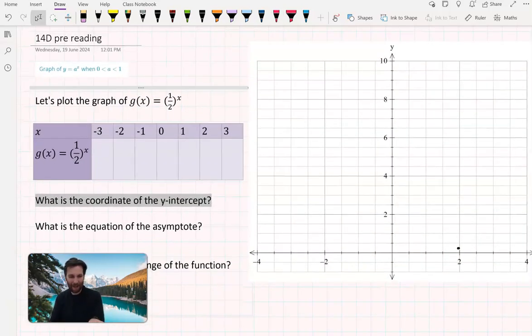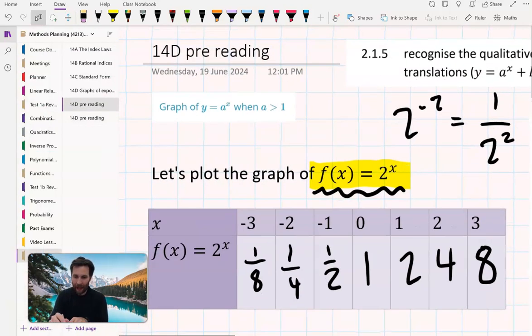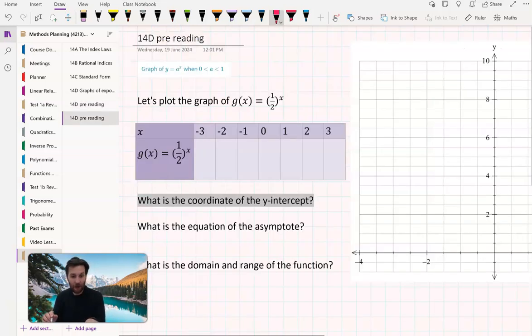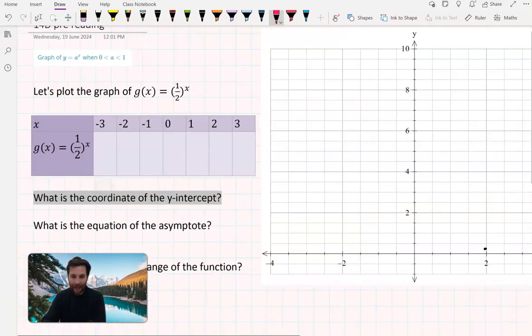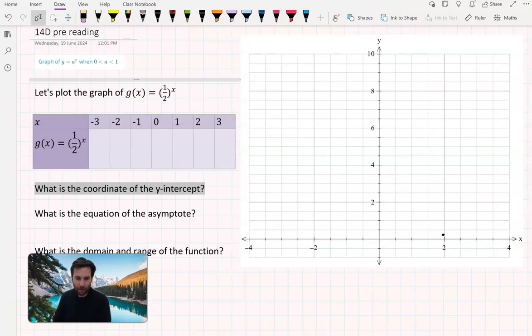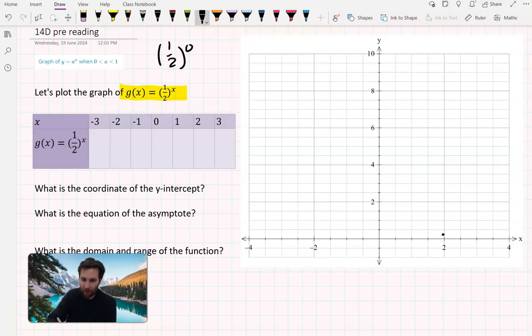So in our first one, our exponential graphs will look like that when our value for a is greater than 1. The other situation we've got to consider is when a is between 0 and 1. So if we plot the graph for this real quick, let's take this as our function here. So g of x is equal to a half raised to the power x. So like before, if we did a half to the power 0, anything to the power 0 is 1. So that's an easy start.